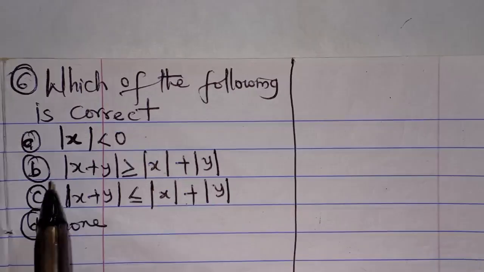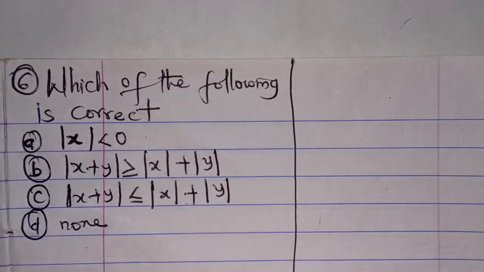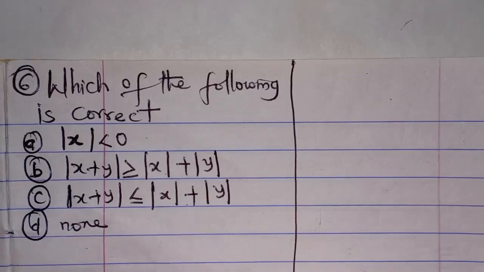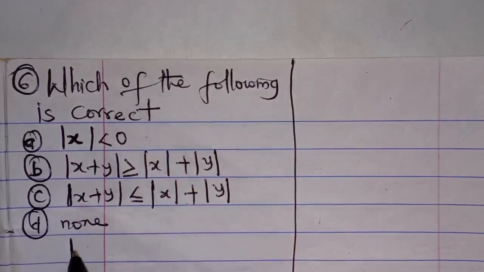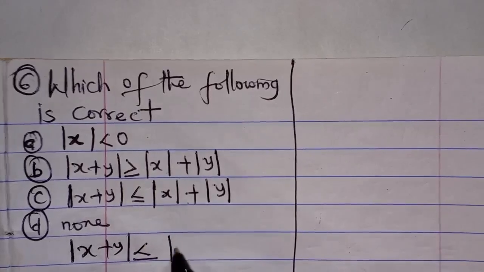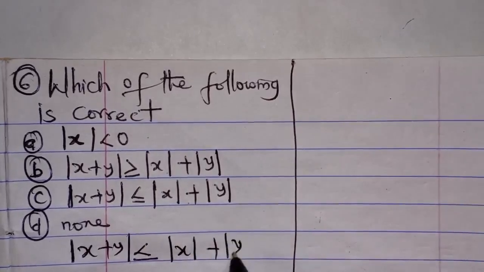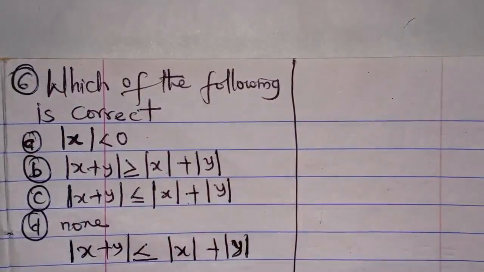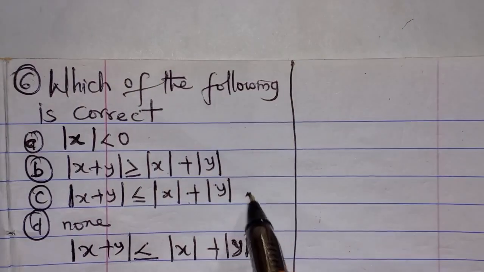Option A is not correct because the absolute value of x is not less than 0. Absolute value makes a number positive. So positive numbers are actually greater than 0. So A is wrong. There is what we call the triangle inequality. And the triangle inequality is that the absolute value of x plus y is less than or equal to the absolute value of x plus the absolute value of y. And that makes option C correct.